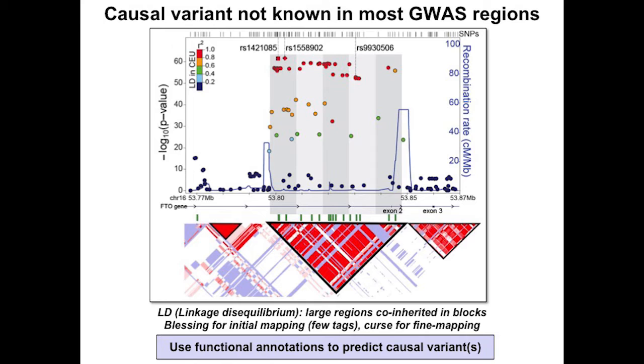So what that basically means is that I need to use functional annotations in order to predict the causal variant or the causal variants. Basically, I'm looking now at a 47,000 nucleotide region of the human genome, 89 common variants, all of which are co-inherited. I simply don't know from the genetics alone which one is the causal one. And that's where the functional information comes in. So how can I use that functional information?